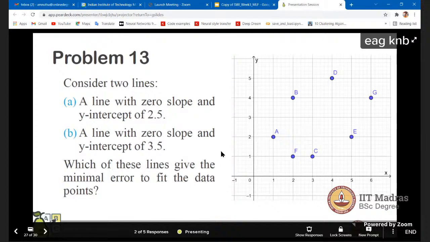Ma'am, the difference between the errors is not actually very large, right? It's actually quite small. Small difference between the 2 lines in terms of error. Yeah. You don't need to calculate the difference between the errors of the lines. You have to find the difference between the data points and the line. You have to find the error.